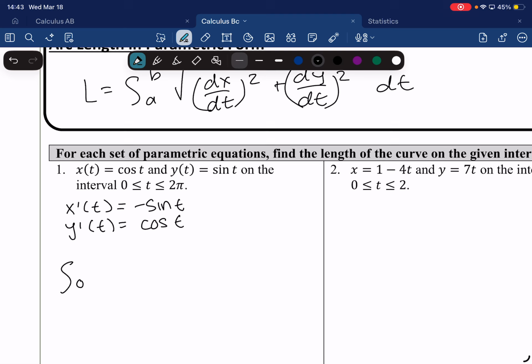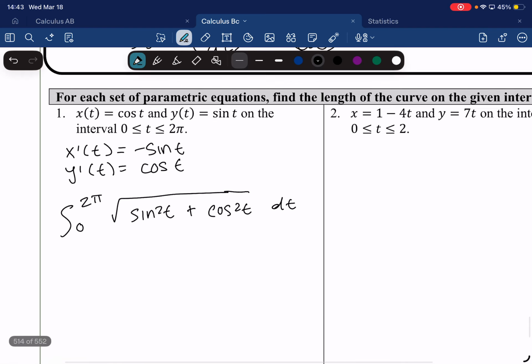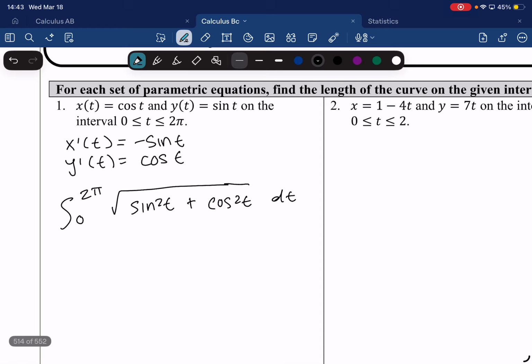Once we have these derivatives, we set up our integral. This is the integral from 0 to 2 pi of the square root of the derivative of x squared, so negative sine t squared is just going to be positive sine squared t. Negative and a negative make a positive. And then we take the derivative of y and square it, so that's cosine squared t, dt. Then we're just solving the integral. Notice inside of that square root, sine squared t plus cosine squared t is going to be 1, based off the properties of trig.